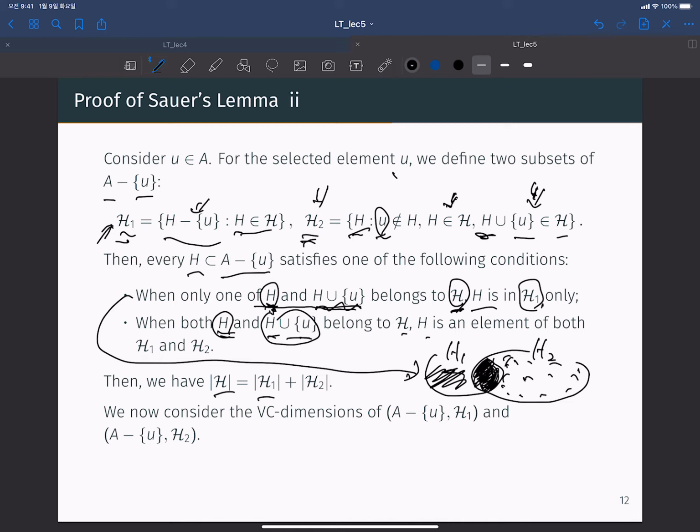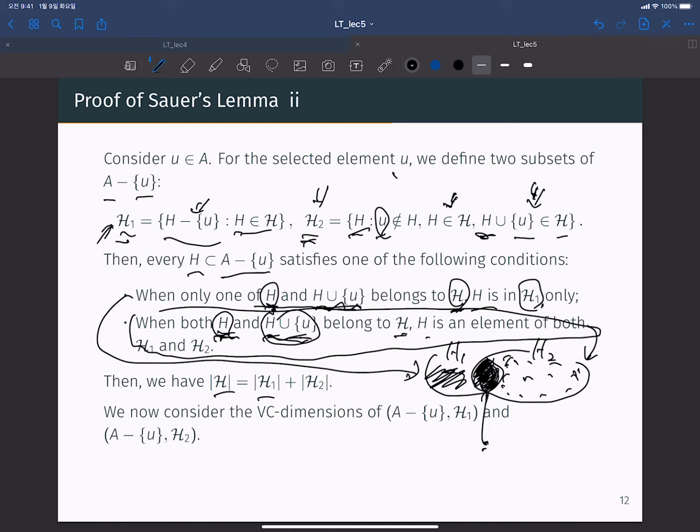And all this area, the H2 area, is the case of the second case. And this intersection part will count twice. And in that case, we have this property: both H and H union U belong to H. Right?